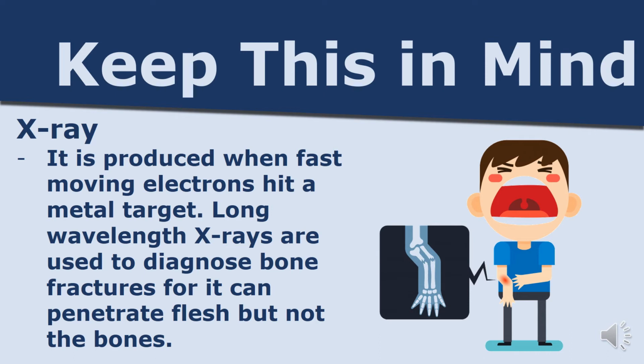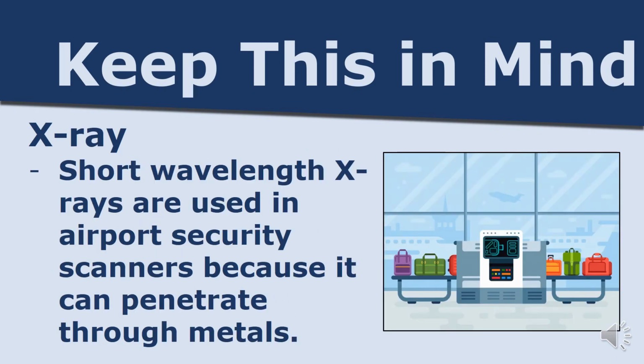Long-wavelength X-rays are used to diagnose bone fractures, for it can penetrate flesh but not the bones. Short-wavelength X-rays are used in airport security scanners because it can penetrate through metals. Long-wavelength X-rays have less energy, so it does not penetrate objects as much as short wavelength X-rays.